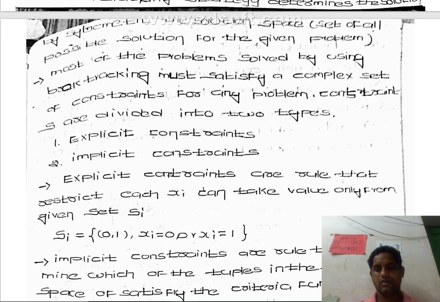Next, backtracking. In backtracking we have the knapsack problem, sum of subset problem, Hamiltonian cycle, graph coloring problem, and N queens problem. There are 5 problems in total: N queens, sum of subset, knapsack, Hamiltonian cycle, and graph coloring. These are the 5 problems using the backtracking method. Okay.